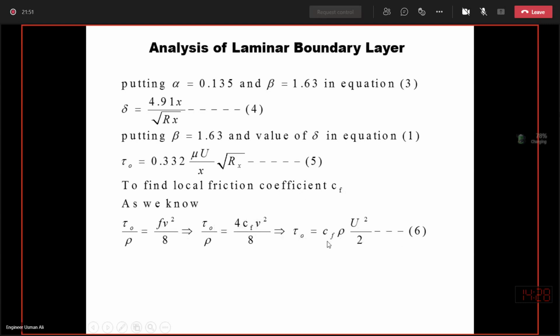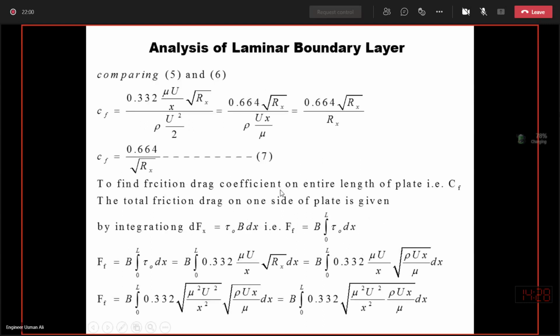Now from this, comparing equation 5 and 6, both involve tau naught, so we can find out Cf by simplifying. So Cf is 0.664 over under root Re x. Again, you have to do it by hand to understand how this simplification has been done. When you do it, only then will you know, otherwise it is difficult to understand. So the local friction coefficient is 0.664 over under root Re x. Again, Re x is the local Reynolds number at distance x from the leading edge.